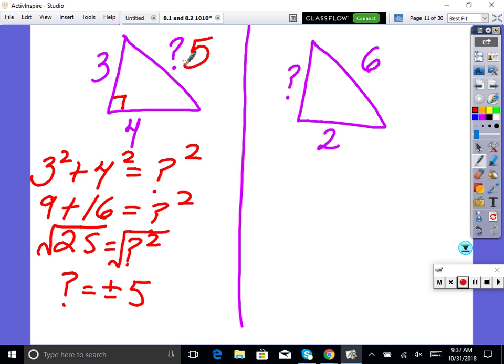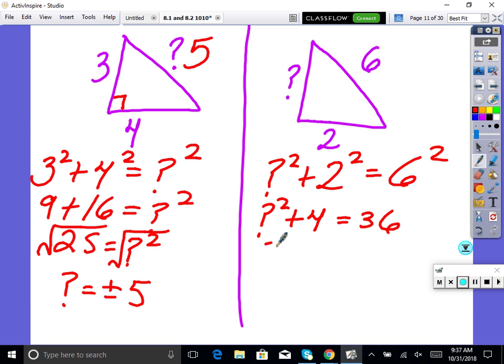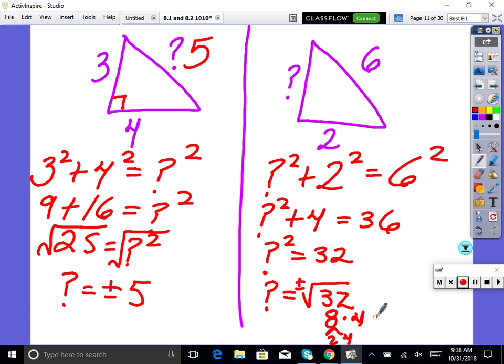Just a reminder. Okay, you can't just do 6 squared plus 2 squared equals question mark squared. Not true. What's the true statement on this one? Question mark squared plus 2 squared equals 6 squared. So then question mark squared plus 4 equals 36. So question mark squared equals 32. So question mark is equal to the square root of 32. True? Yeah. So then we break it down into 8 times 4. And then 8 breaks down into 2 times 4. So wouldn't that be 4 root 2? Yes. So we'd have 4 root 2, throwing out the negative one.